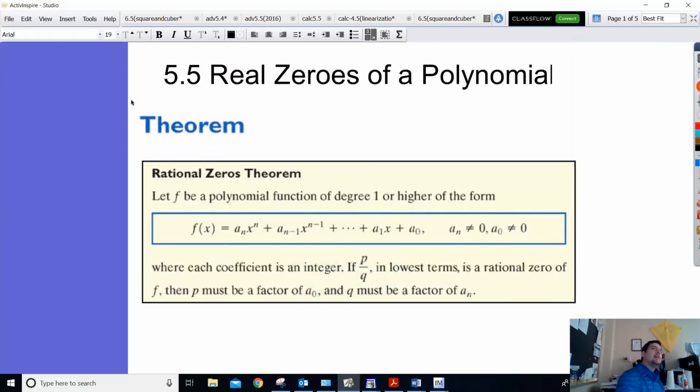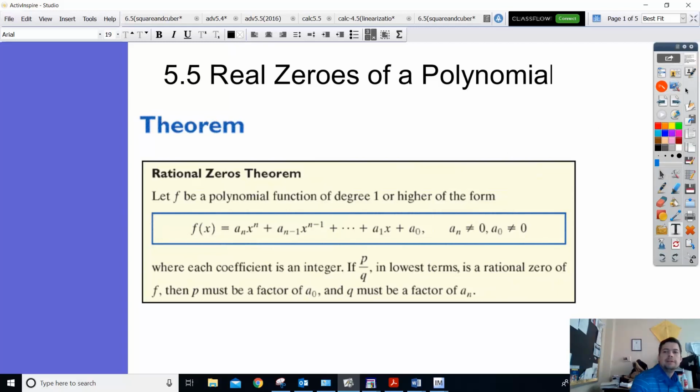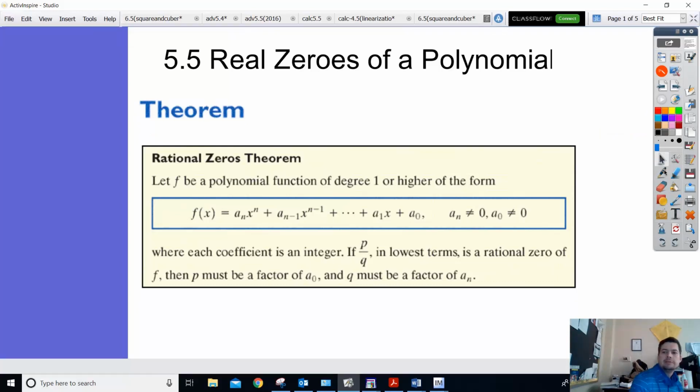All right, this is 5 real zeros of polynomial. We skipped 5 4 because that was inequalities, and that was a disaster last time we did inequalities, and I just didn't want to go down that road again with y'all. So we're doing 5 real zeros of polynomial. They've got a theorem here. It's written in math speak, which is kind of weird. So I'll make up a better example and delete this little theorem.